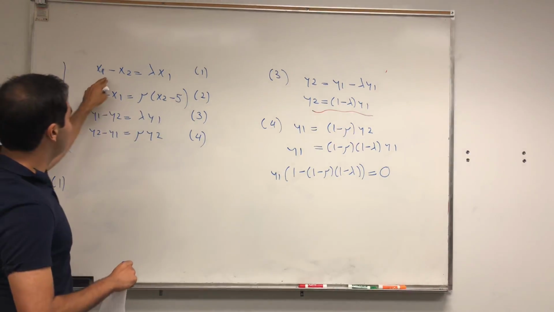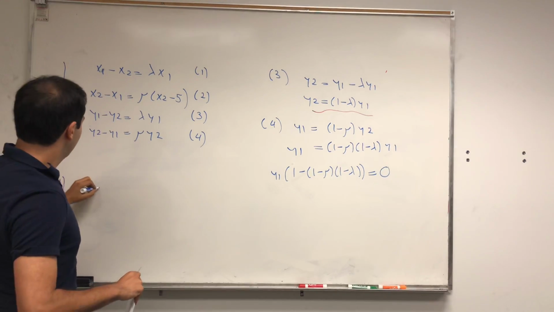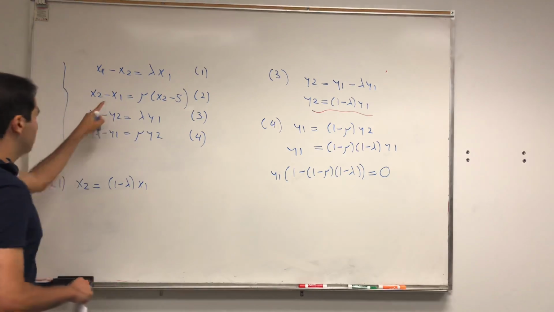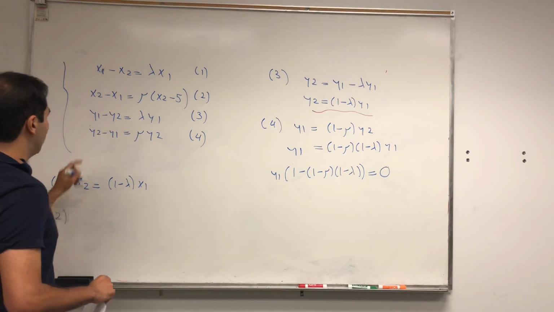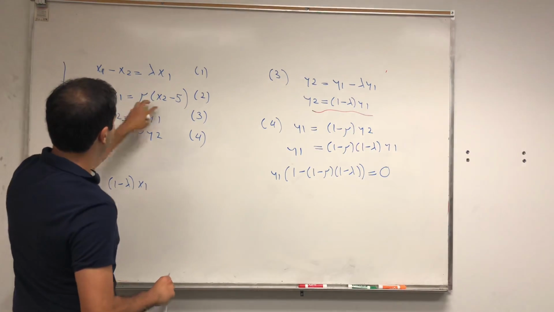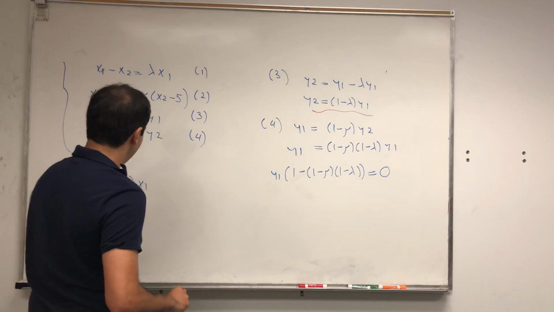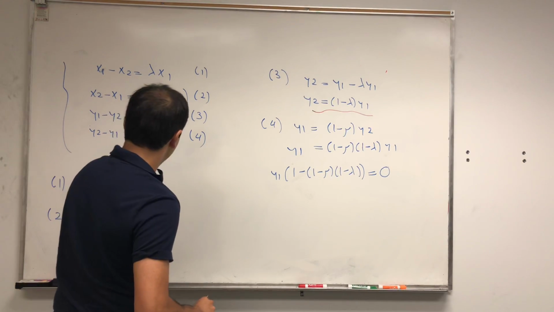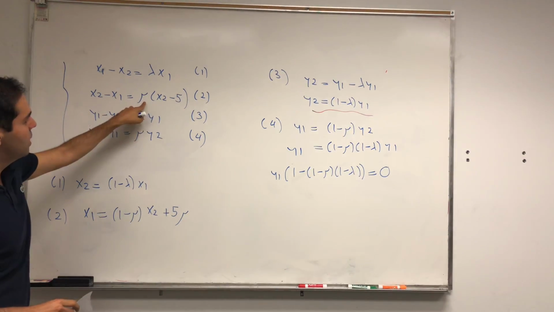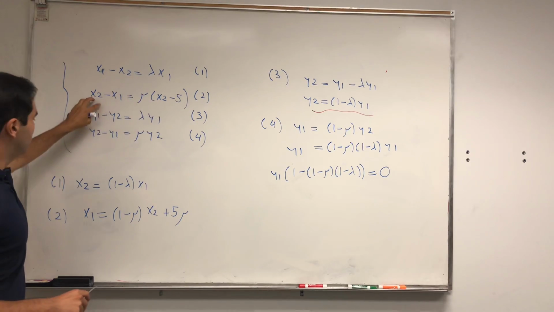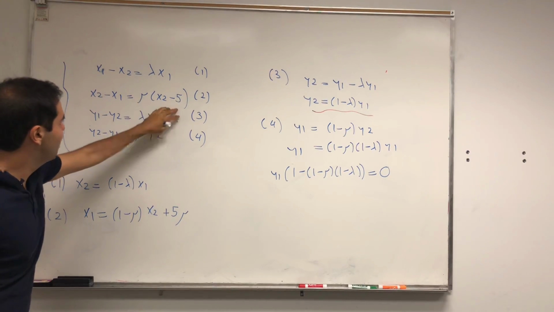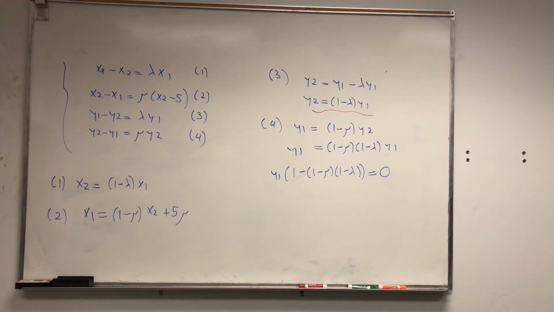So maybe now you see the pattern. So x2 then becomes (1 minus lambda) x1. And also for this equation, slightly more complicated, but what we get is x1 is x2 minus this junk, so (1 minus nu) x2 plus 5 nu. Again, I expanded this out as mu x2. I put this on the left-hand side to get 1 minus mu x2, and also I put this minus 5 nu on the left-hand side to get 5 nu.